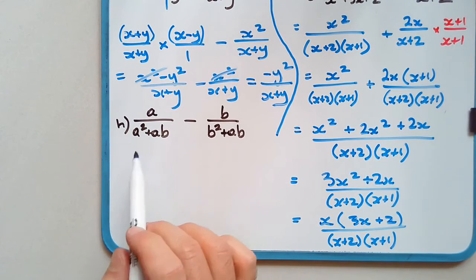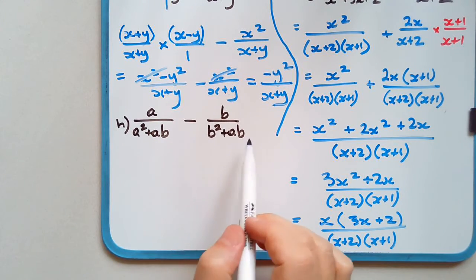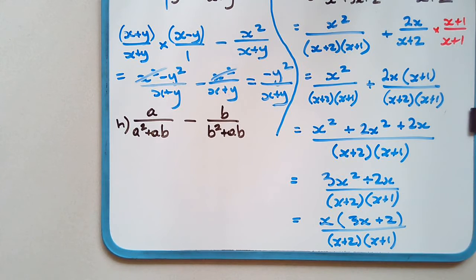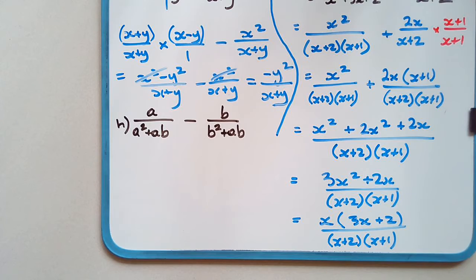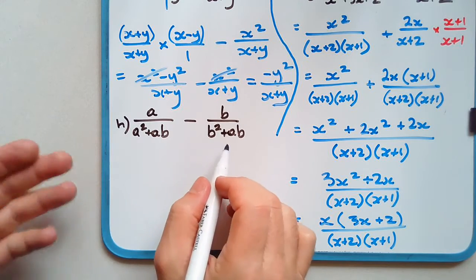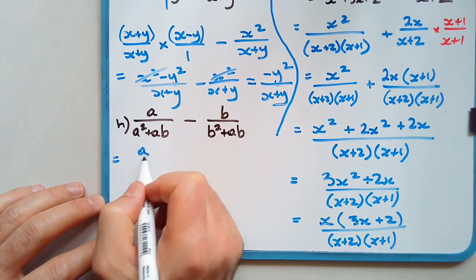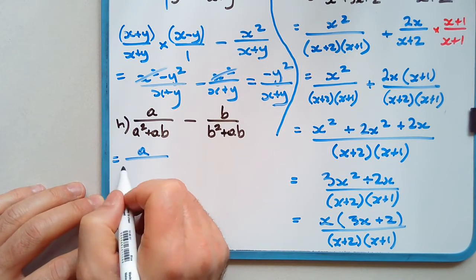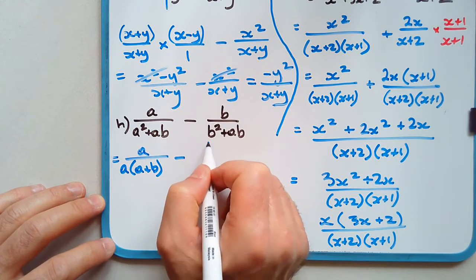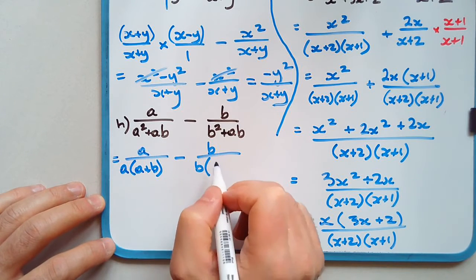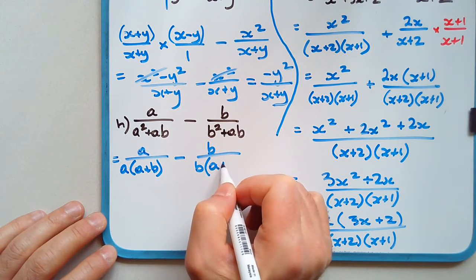Okay, so we've got a over a squared plus ab, minus b over b squared plus ab. Again, kind of a similar story here, isn't it? So let's factorize the denominators, because clearly the denominators are not common, so we need them to be common. So that's going to be a over, factorize out a, a plus b, minus b over b outside of, now this is going to be b plus a, but I'm just going to write it as a plus b again.